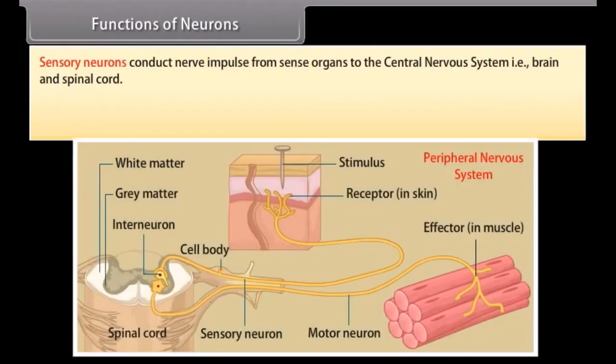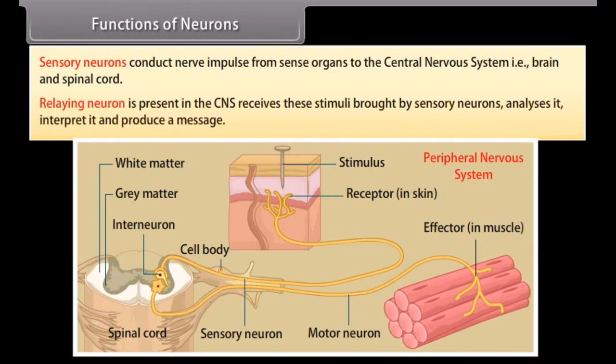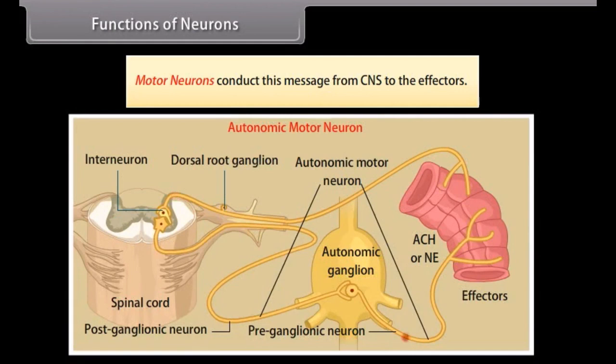Functions of neurons. Sensory neurons conduct nerve impulses from sense organs to the central nervous system, that is, brain and spinal cord. Relaying neuron is present in the CNS, receives these stimuli brought by sensory neurons, analyzes and interprets them, and produces a message. Motor neurons conduct this message from the CNS to the effectors.